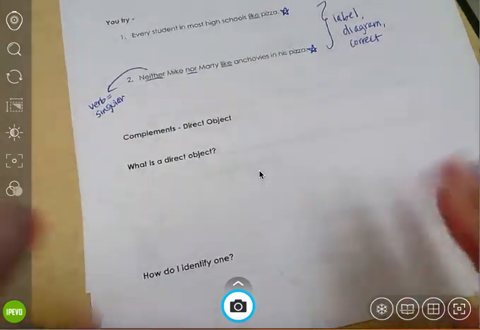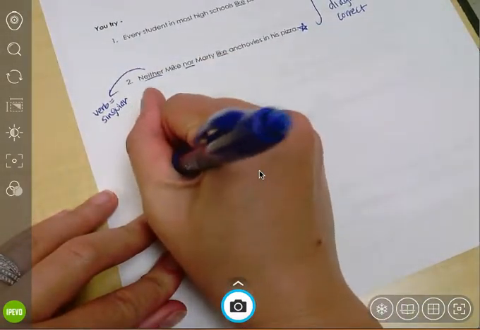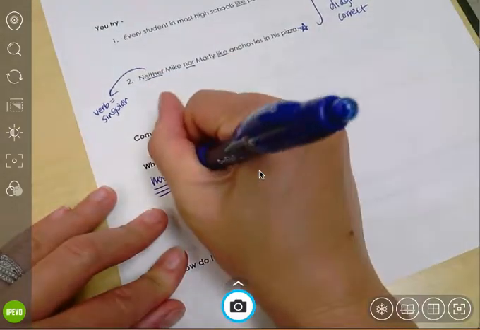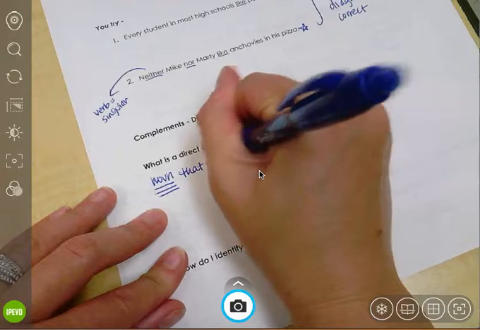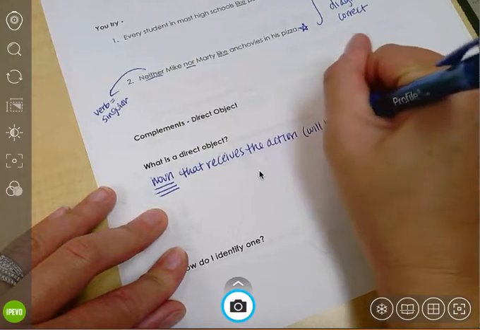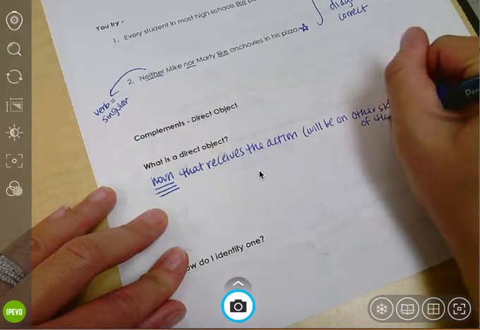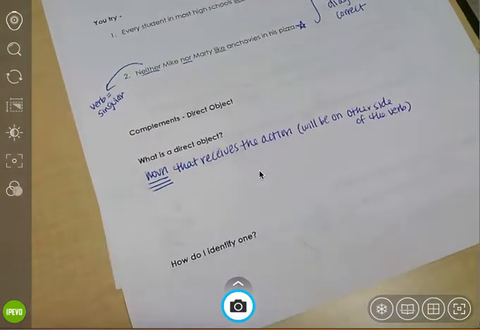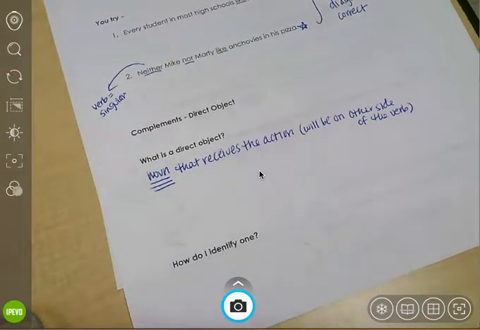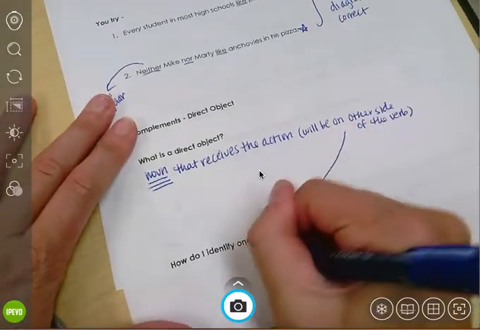All right, so direct objects, super easy. We call it a complement because it complements the predicate. So it is the noun, and it's always going to be a noun. I'm underlining that. That receives the action. So oftentimes it will be on the other side of the verb, because it's receiving it. Now that is not always. Sometimes they want to trick you. So it's not always that way, but it will be. And that's how you identify it as well.